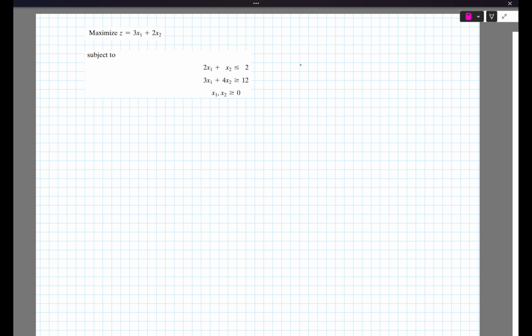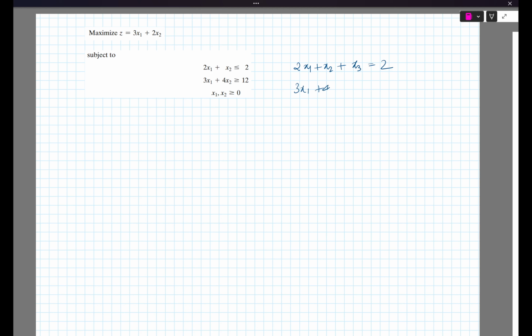So x2 plus x3 equals to 2, 3x1 plus 4x2 minus 2x4 plus x5 equal to 12. So now we have an artificial variable, so we'll use the two-phase method.